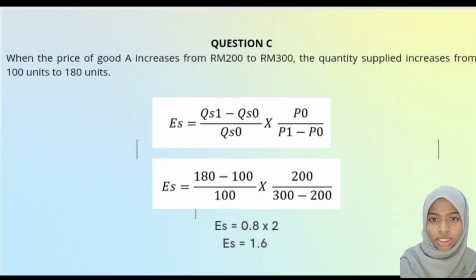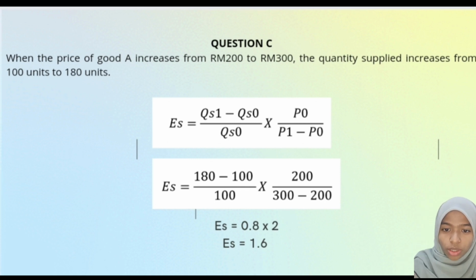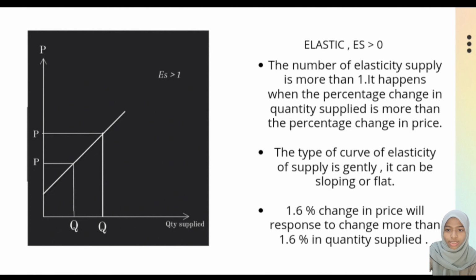Last question, which is question C. When the price of good A increases from 200 to 300, the quantity supplied increases from 100 units to 800 units. The answer for question C is 1.6. This is the case for question C. So the answer is elastic because ES is more than 1. The elasticity of supply is more than 1.